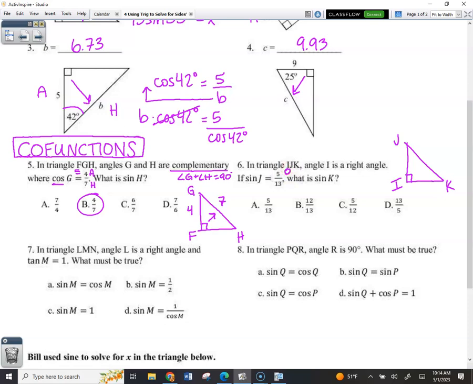You gotta quit blanking out because it's making my job difficult. What's the formula for sine? It's at the top of your paper. Okay, so opposite of J is what length? From the fraction that they just gave me. 5. And the hypotenuse is what? 13.